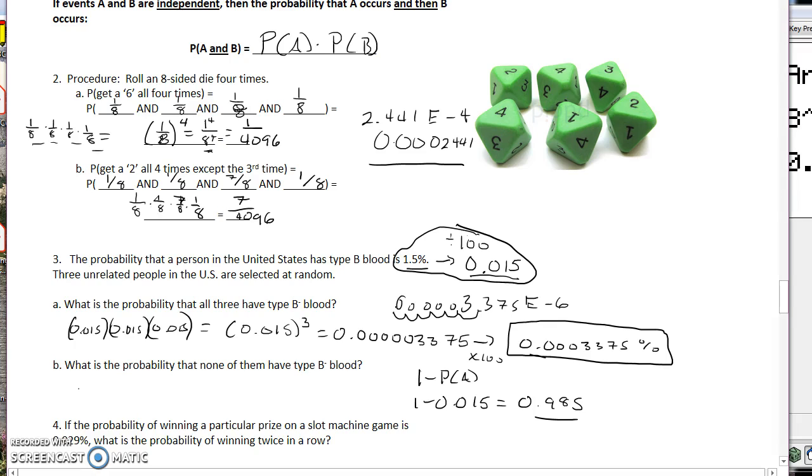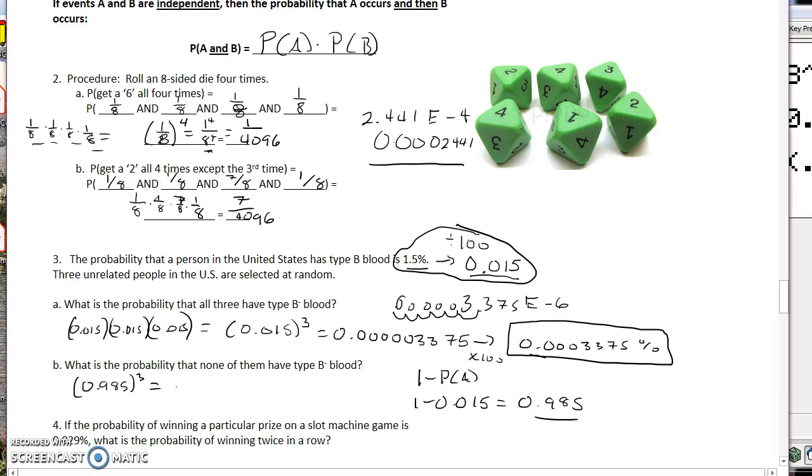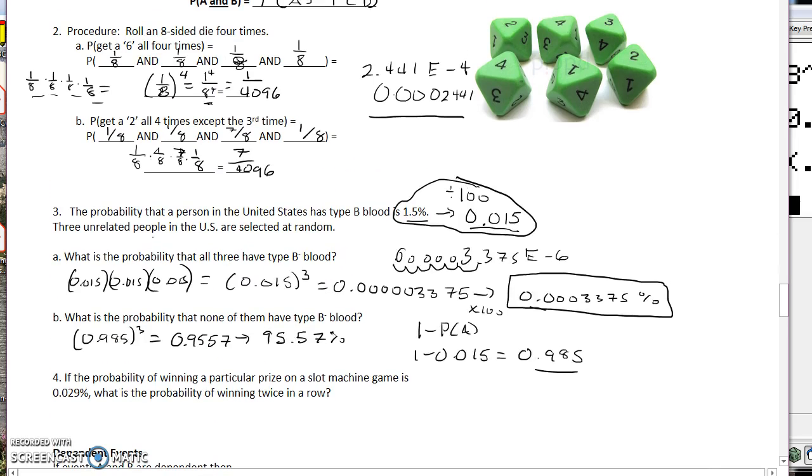So what's the probability that none of them do? Well, this is the probability that the first person doesn't. And then we're going to do that 3 times, so we're going to raise this to the third power. So to find the probability that 3 people do not have that blood type is 0.985 raised to the third power, which, we'll round to 4 decimal places, is 0.9557, or 95.57%.